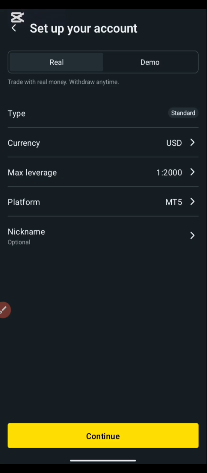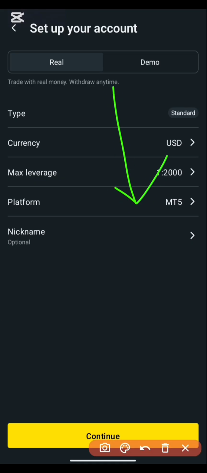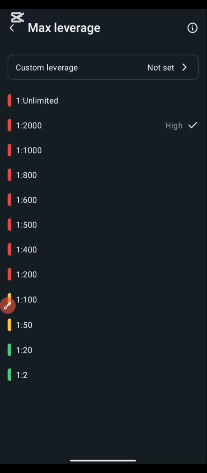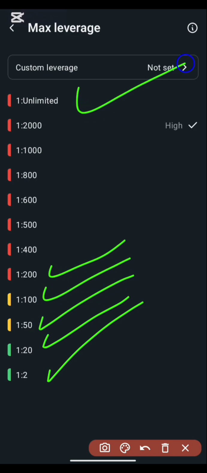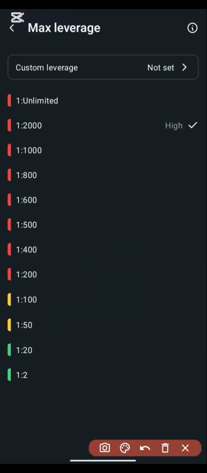This place, the platform, we'll leave it at MT5. And our leverage, you can adjust the leverage to whatever leverage you want. You can adjust it from 1:2, 1:20, 1:50, 1:100, up to unlimited. If you don't know anything about leverages, you can check on the YouTube channel for a video breakdown of how to use leverages very well. In this case, I'll be leaving my leverage at 1:2000. It gives me a lot of buying power.